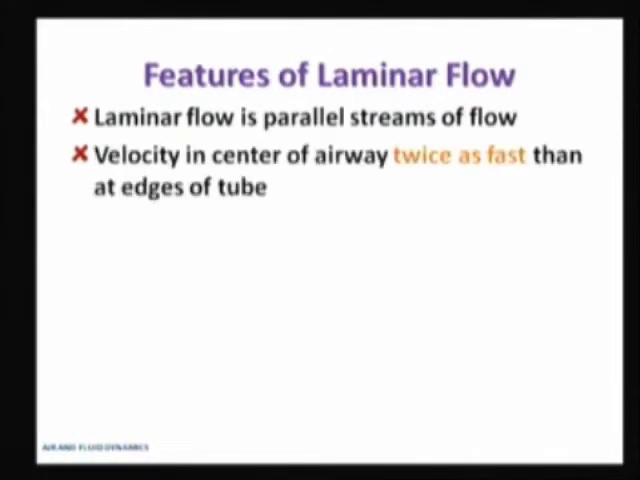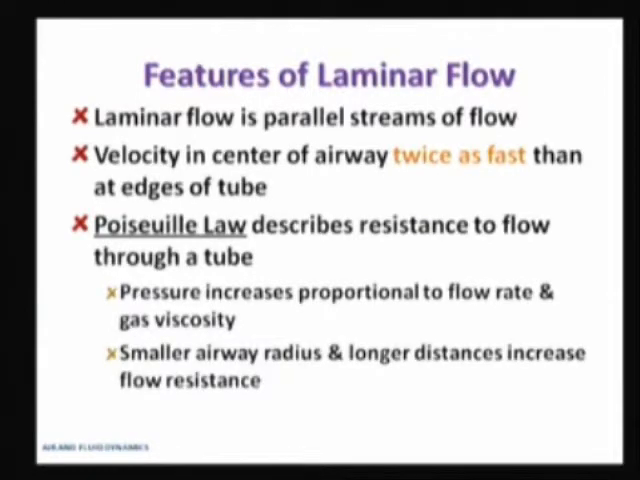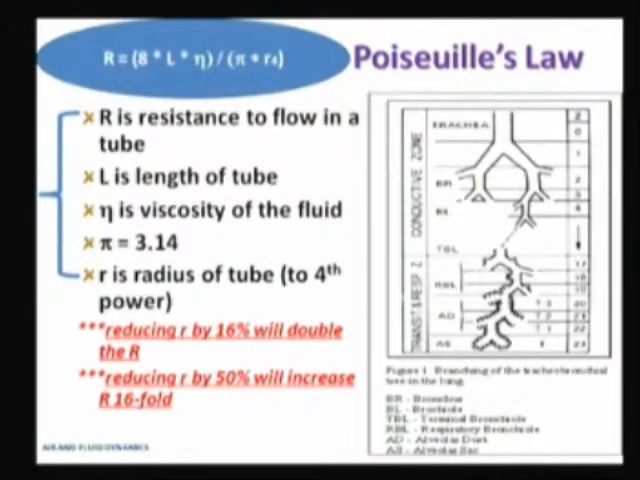What's laminar? Laminar flow is parallel streams of flow. Velocity at the center is twice as fast as at the edge of the tube, and there is a physical law, Poiseuille's law, that describes the resistance to flow through a tube. Pressure increases proportionally to the flow rate and gas viscosity, and the smaller the airway radius and the longer the distance, the more the flow resistance increases. This is the formula I want you to see.